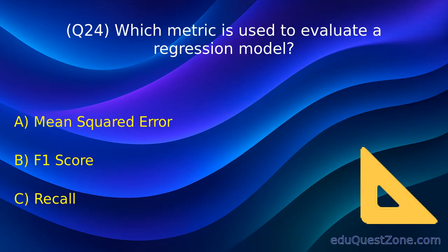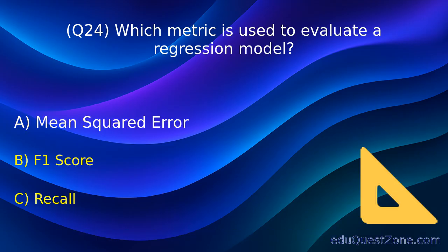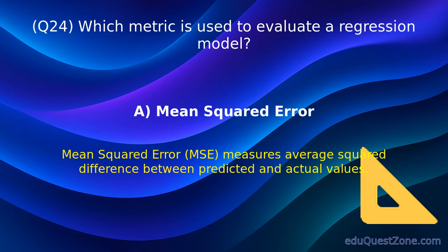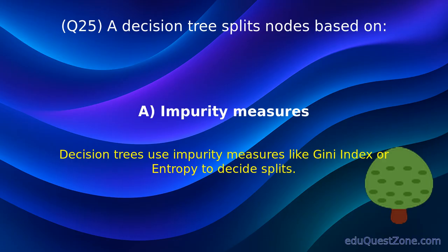Question 24. Which metric is used to evaluate a regression model? Option A. Mean squared error. MSE measures the squared difference between predicted and actual values. Question 25. A decision tree splits nodes based on. Option A. Impurity measures. Decision trees use impurity measures such as Gini or entropy.